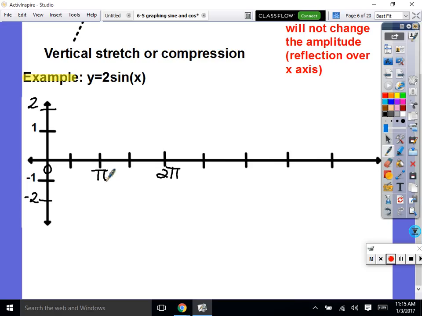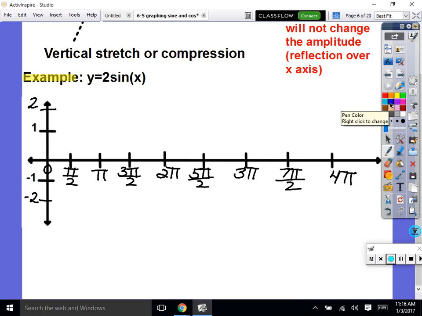Halfway between 0 and pi is pi plus 0, which is pi. Then divide it by 2. Find the average of that distance. That's pi halves. 3 pi halves. 4 pi halves. 5 pi halves. 6 pi halves. 7 pi halves. And 8 pi halves, which is 4 pi. And now we're just drawing it in.